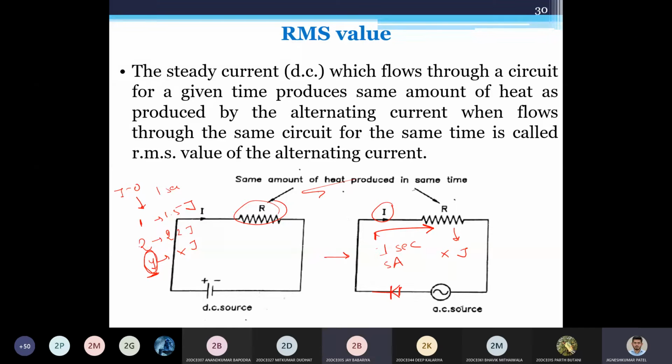Whenever there is a positive cycle, then and only then the current will flow. But if you consider the same time, let us say 20 milliseconds, which is a full cycle of AC, during this 20 milliseconds the current will only flow for 10 milliseconds. So the charge would be different here, and we are matching this charge with the same circuit. So it will match up accordingly and we'll get the correct answer that we have proven with the equation.